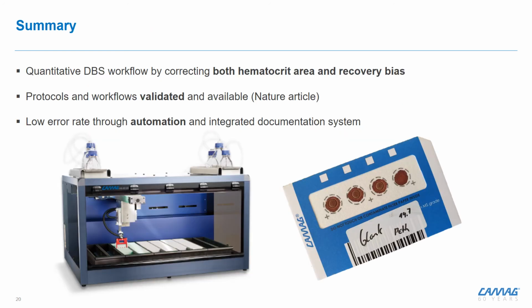So to summarize, in April this year, with the implementation of the fourth module, the hematocrit scanner, we are now entering an era of quantitative DBS analysis from non-volumetric samples, where we can correct for the hematocrit area bias and the recovery bias by this optical detection module and the sprayer. The protocols for PEth analysis have been validated and even published in Nature Protocols, and there is a low error rate through the automation and the integrated documentation system, which really goes in the direction of GLP, good laboratory practice.